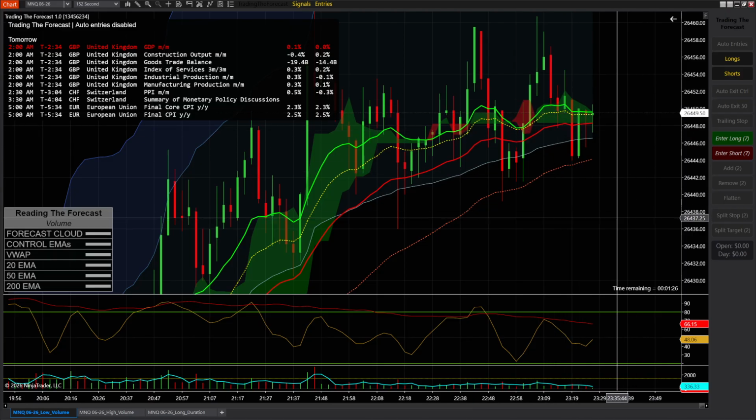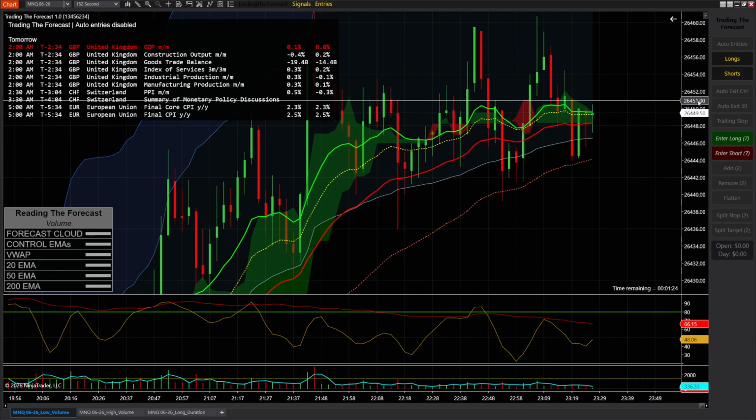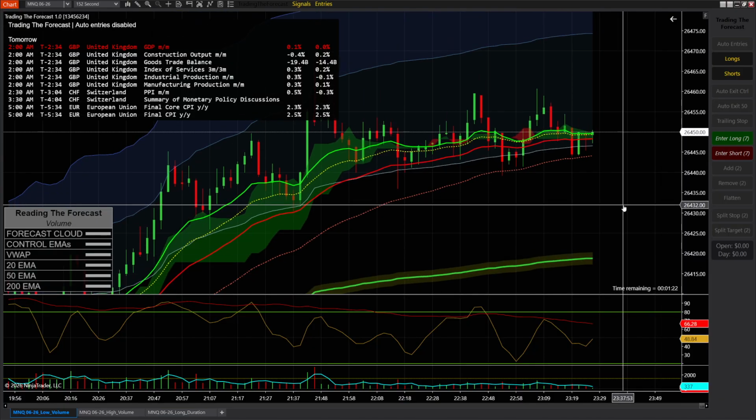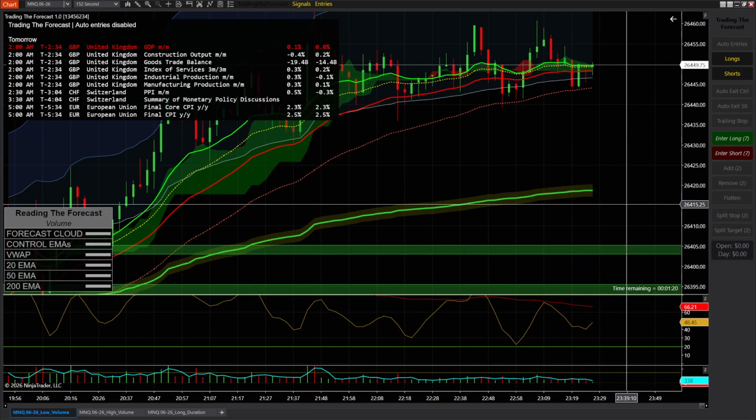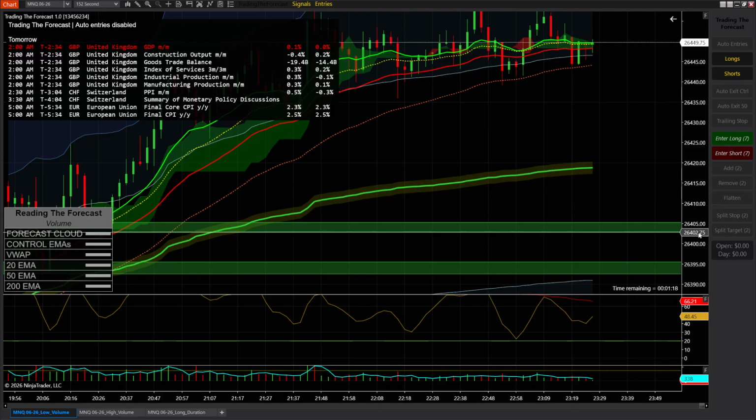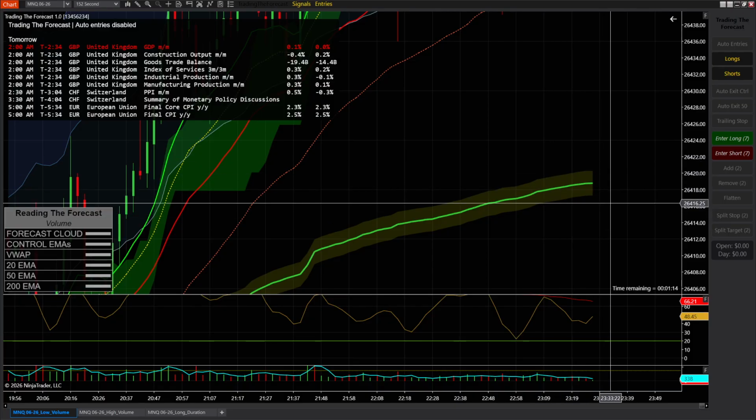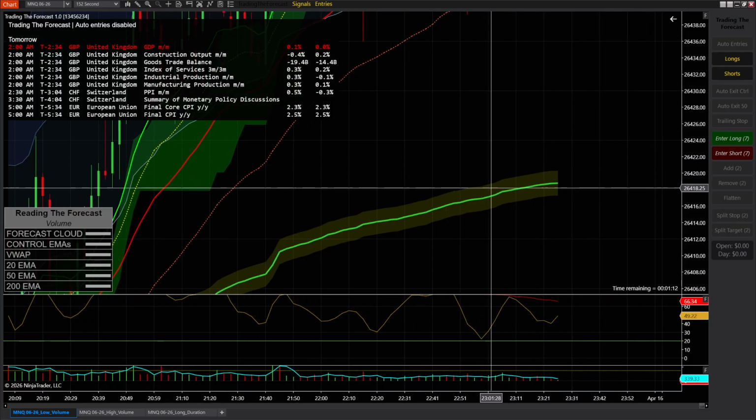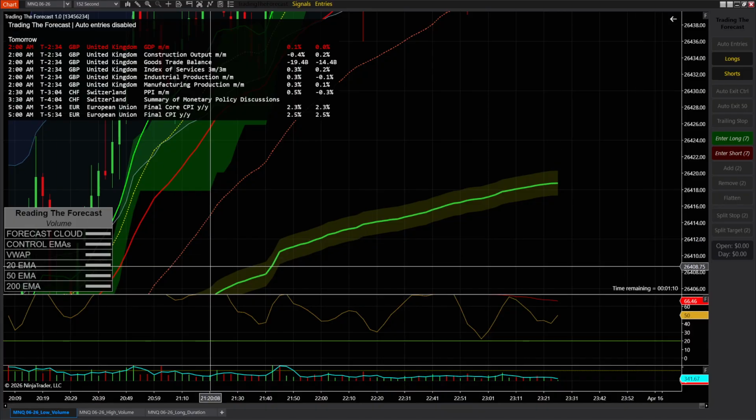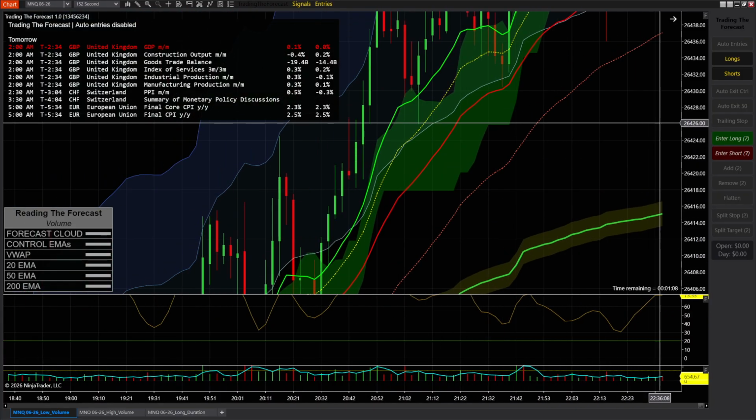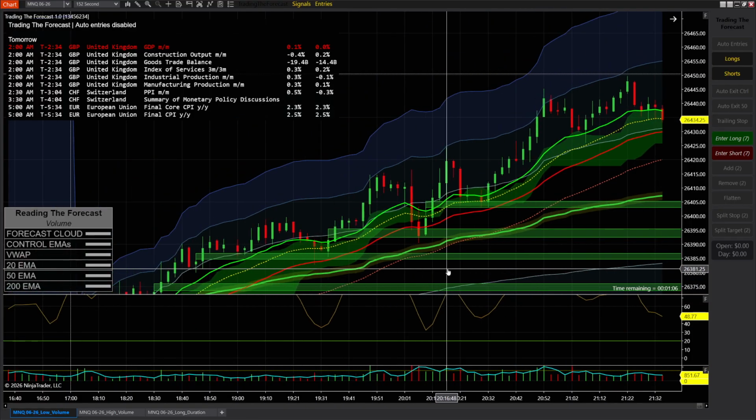Okay, so let's talk about the VWAP. The VWAP is very, very important. It's a very powerful indicator. It's volume weighted average price, and the saying goes, price always comes back to the VWAP. I'll have a video just on this. So when you're above the VWAP, it's green. When you're below the VWAP, it turns red.